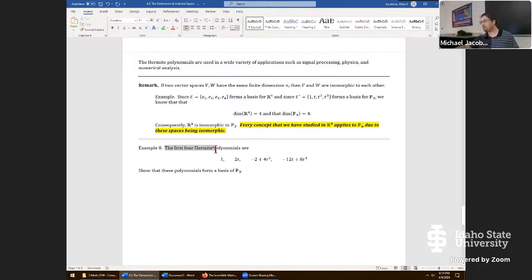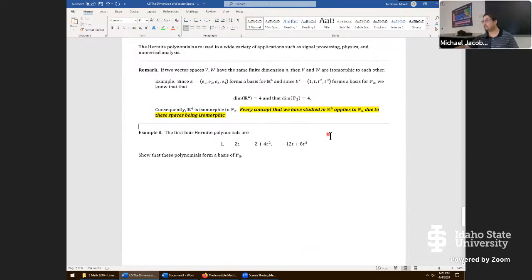It says the first four Hermite polynomials are these ones. And what in the world are those? Well, Hermite is a mathematician, and these polynomials are used in signal processing, physics, numerical analysis, numerical linear algebra, all sorts of stuff. So if you like coding, numerical math, numerical analysis, these are the things you're going to be dealing with. Hermite polynomials. In the homework question, you're dealing with the Laguerre polynomials, a different but similar set of applications.